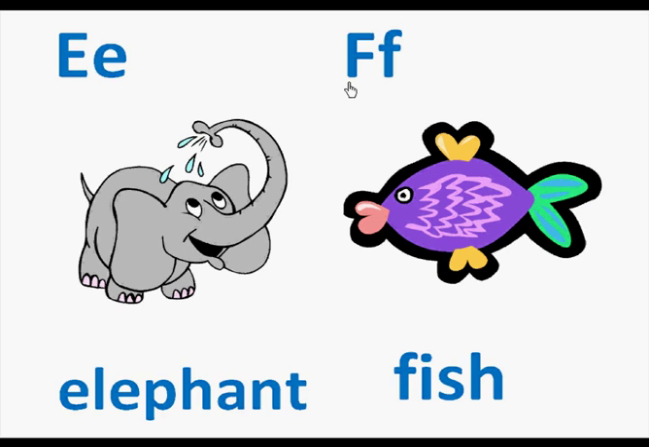Here is a capital F, a small f, a picture of a fish. Here's the word fish. The letter F makes the sound F. So we'll read this page. F, fish, F.